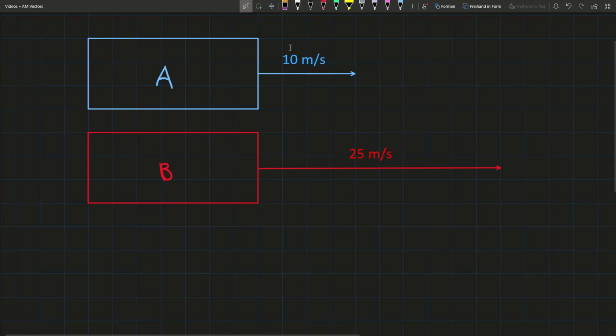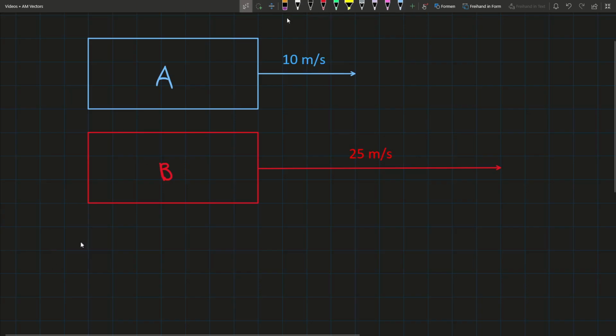So if we go back to our animation then, imagine the blue car is moving at 10 meters per second and the red one is moving at 25. From the blue car's perspective, how quickly do you think the red car seems to be moving? Pause the video and have a quick think. Well, the answer is 15 meters per second, because if this is moving at 10 and this is moving at 25, from the blue one's perspective, it looks like this one's moving at 15.